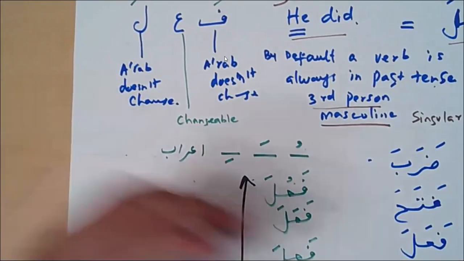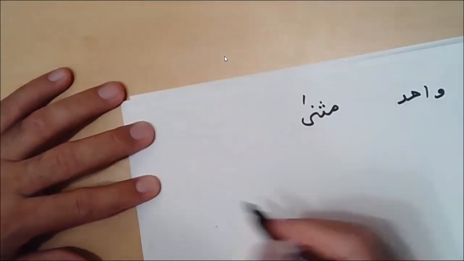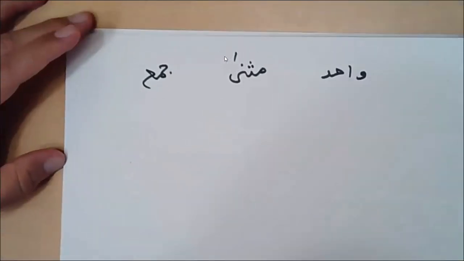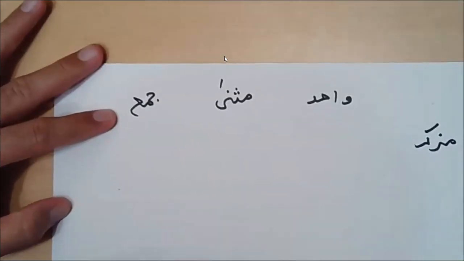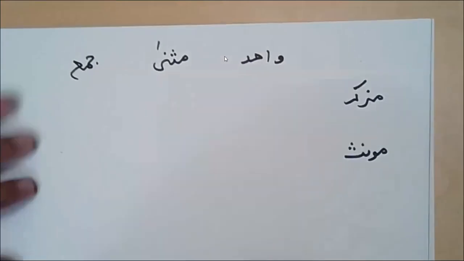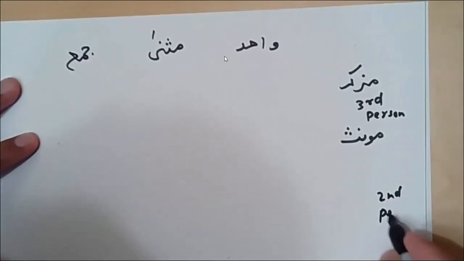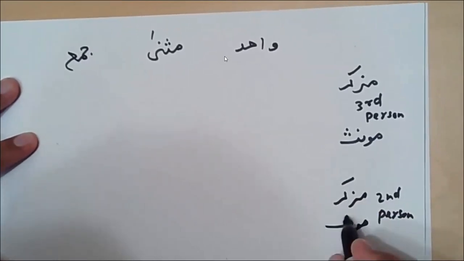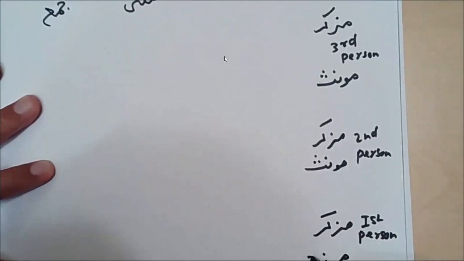Okay. So let's make this chart. We are going to have wahid. Number wise, what is the second one? Muthanna. Jam'. Then we are going to have the gender on this side. So we're going to have muzakkar, and then we're going to have mu'annath. Now, one more thing we studied. Did we study the third person? Yes. And did we study the second person? Second person, third person, muzakkar and mu'annath. And then we also studied the first person, muzakkar and mu'annath. Making sense? Okay. Yes.